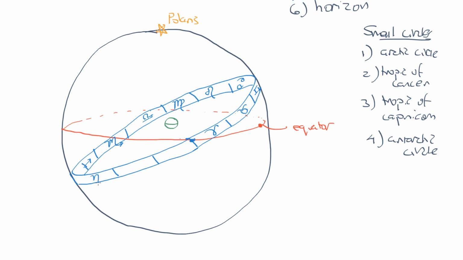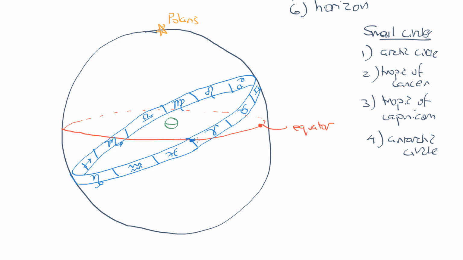Next we have Capricorn. Then we have Aquarius. And finally Pisces, the fish. Okay? And so just to be clear about this, the zodiac itself technically is not a great circle.